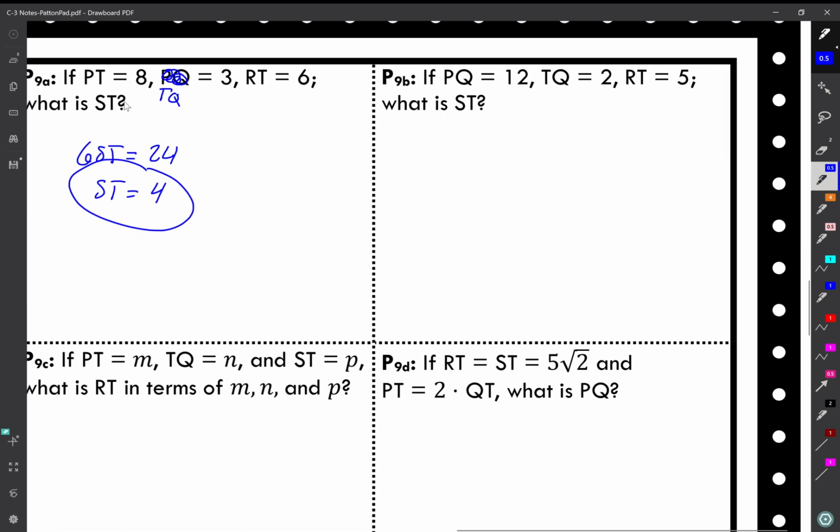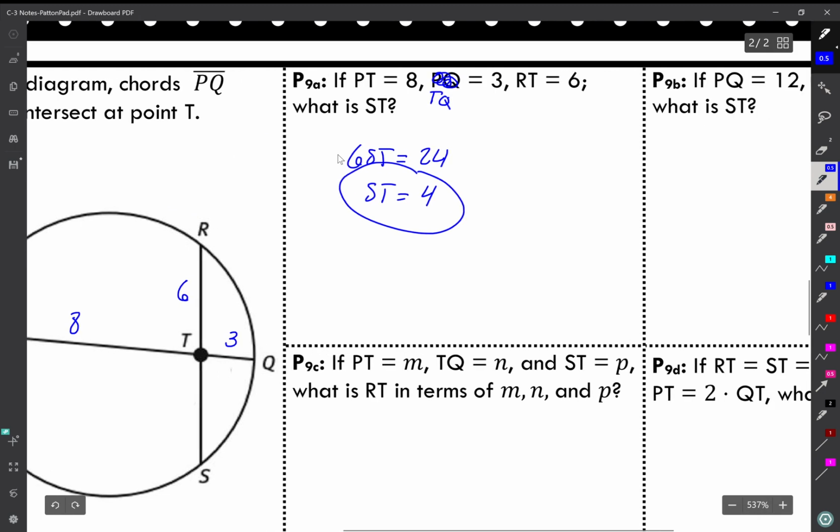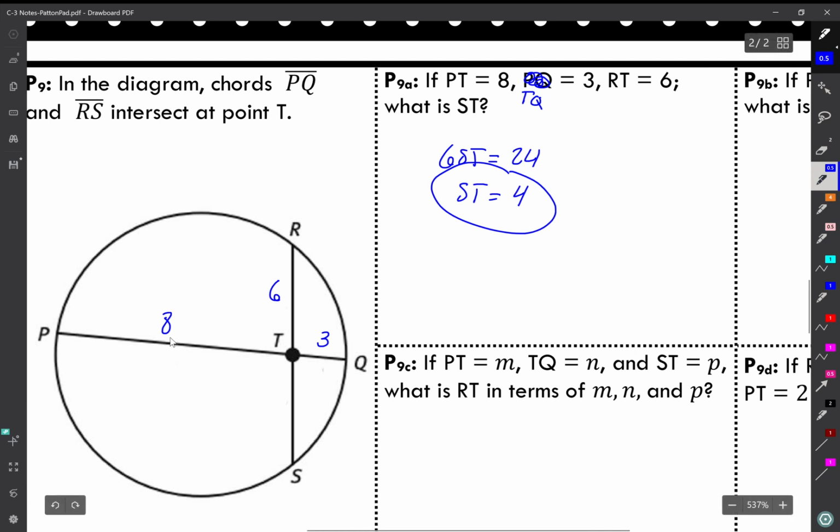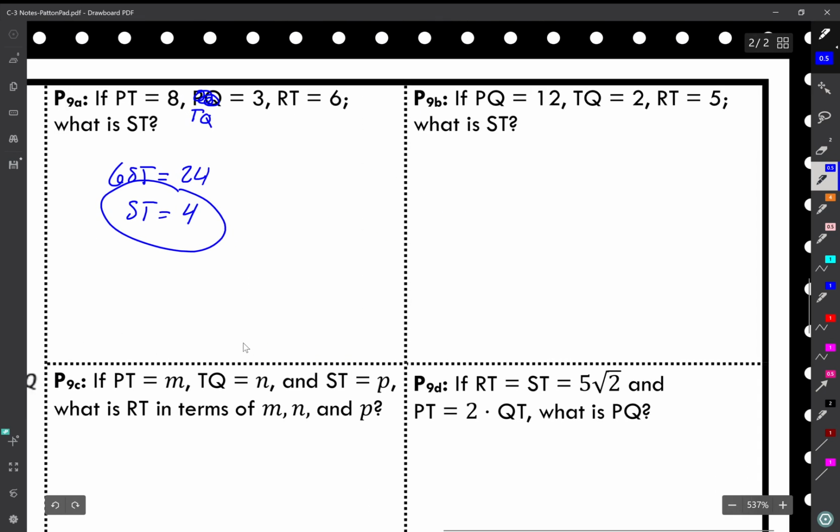So next, PQ. Now we're given the whole thing, PQ, to be 12, and TQ is 2. So PQ, the whole thing is 12. If TQ is 2 and the whole thing is 12, this PT has to be 10. All right. And then if RT is 5, find ST. So RT times ST gives me 5 ST. That equals 10 times 2, which is 20. So divide both sides by 5, you get that ST is equal to 4.